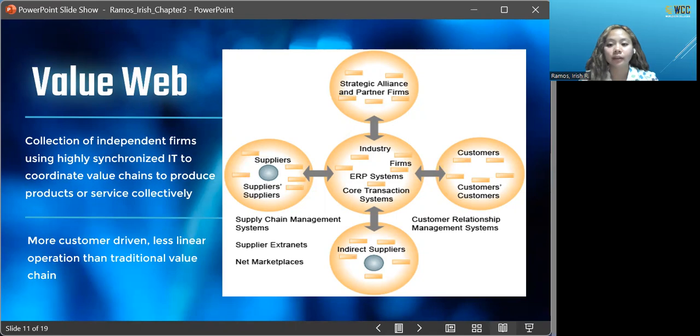Also, value webs are a group of businesses that work together to coordinate their value chains through information technology to generate goods or services for a market. They are less linear and more customer driven than conventional value chains.